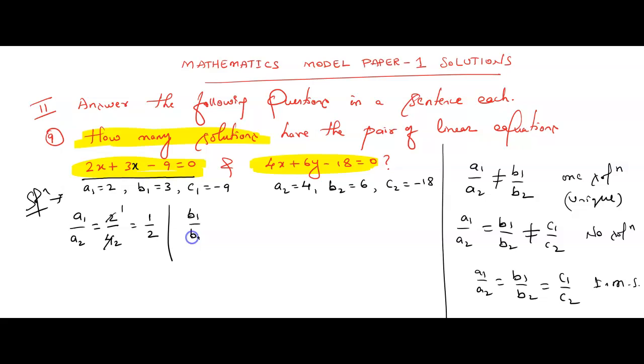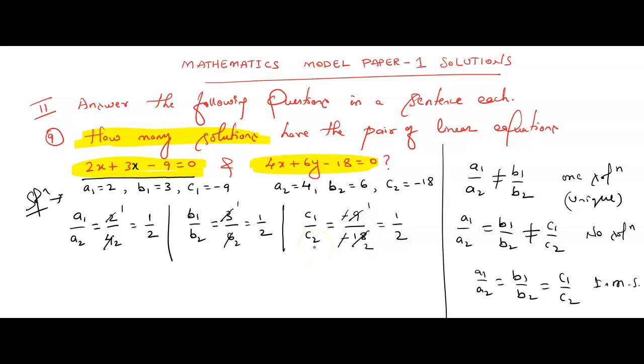Similarly, b1 by b2. What is b1? Plus 3 by plus 6: 3 ones are 3, 3 twos are 6. What is the final answer? 1 by 2. Next, c1 by c2. What is c1? Minus 9 by minus 18. Minus minus get cancelled. 9 ones are 9, 9 twos are 18. What is the final answer? 1 by 2.